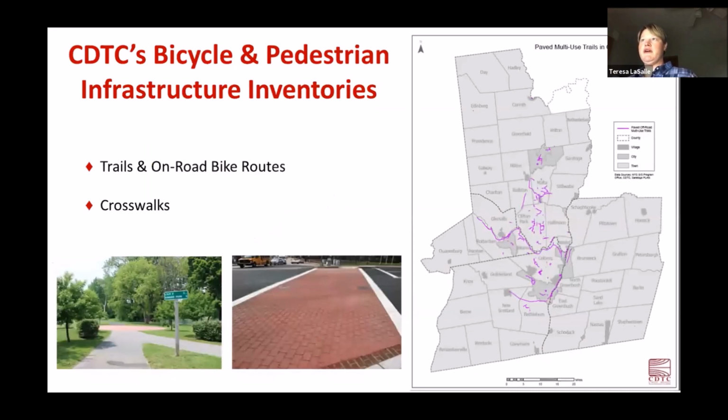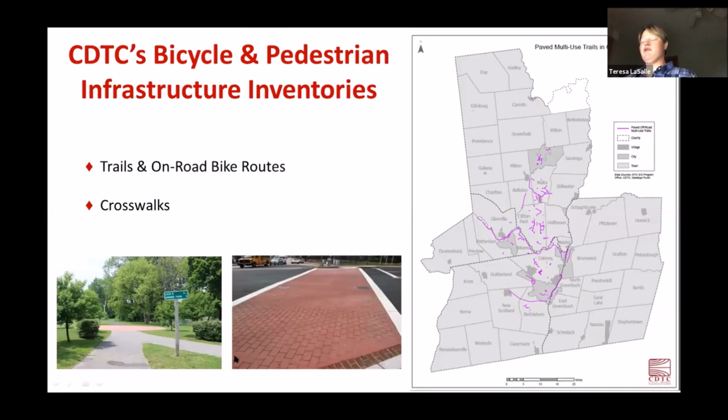Two of our other inventories that we've been doing a little longer are both our trails and on-road bike routes. So the trails, we've been collecting data on paved off-road multi-use trails, going back probably to about 2008 when we first purchased some technology to collect trail alignments in the field. And we also continue to use aerial imagery. And then we also get data from our planning partners and municipalities. So we try to keep that inventory as current and extensive as possible.